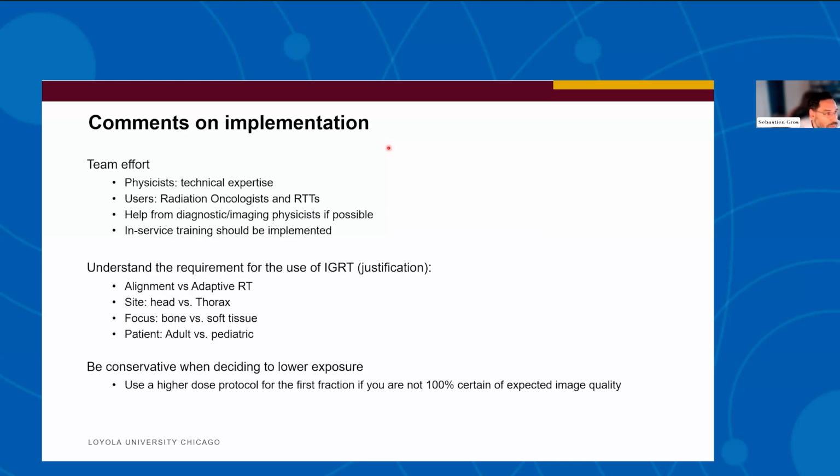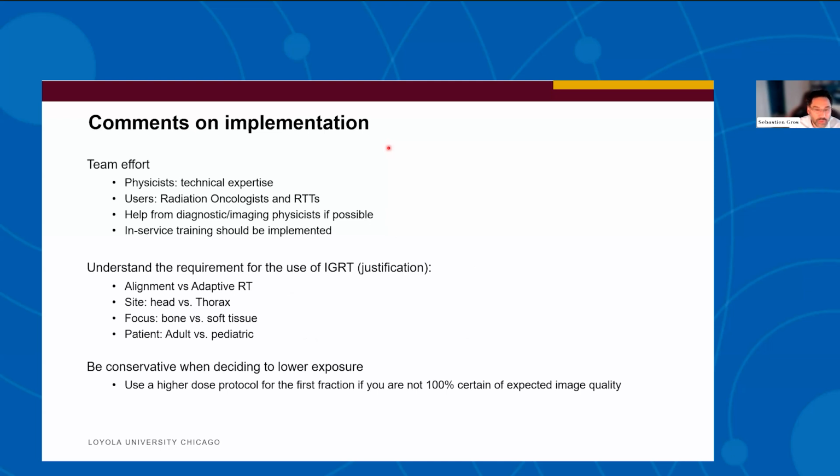And final comments, that optimization, I didn't do it alone. It's a team effort. So you need the physicist with the technical expertise. You need to talk to your users. They are the radiation oncologist or the radiation therapy technologist who are using the images to align the patient. If you can get help from an imaging physicist, please do, if possible. It will save you a lot of time.